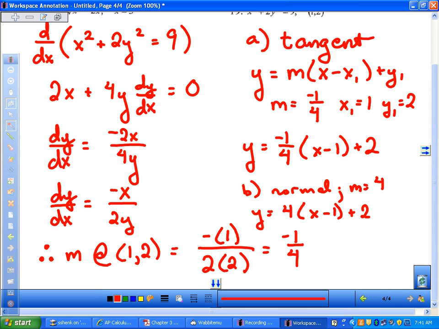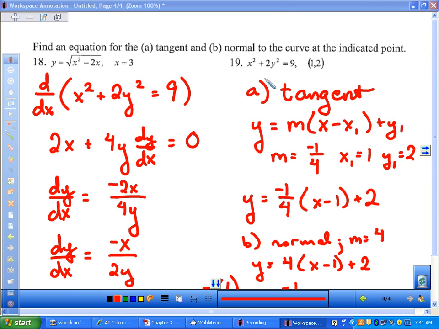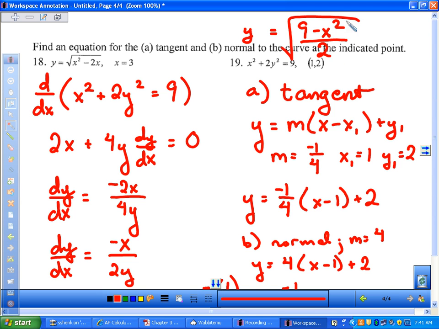Could we graph all three things here and see if they're perpendicular to each other and tangent to the curve? Yeah, the only thing we would have to do is come up here and solve this for y. We would start with subtracting the x squared, then divide by 2, and then to undo the square, take the square root. So this would really be how many functions? 2 functions.